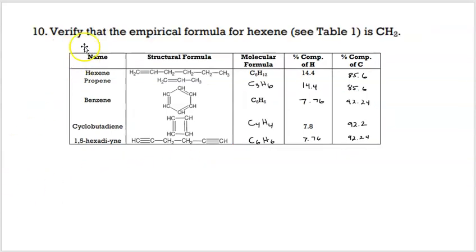Now, for number 10, it says verify the empirical formula for hexine is CH2. All right? So hexine, right here, the molecular formula is C6H12. All right? So that is the molecular formula. That's the actual number of carbons and the actual number of hydrogens in one molecule of hexine.